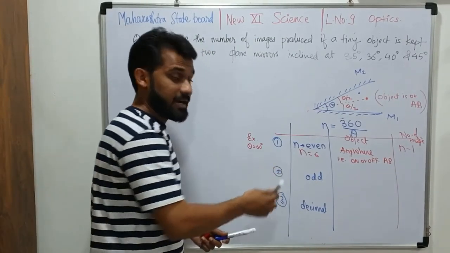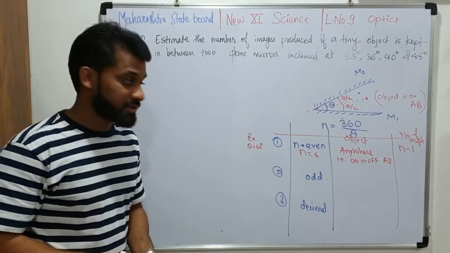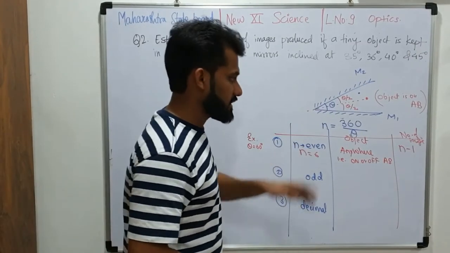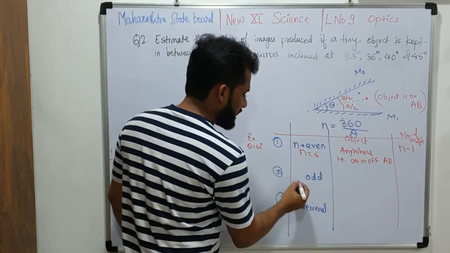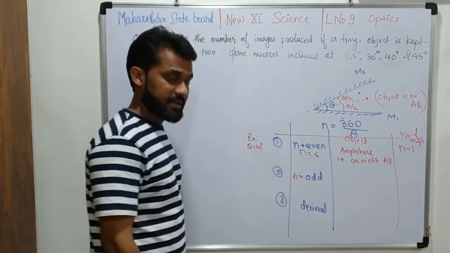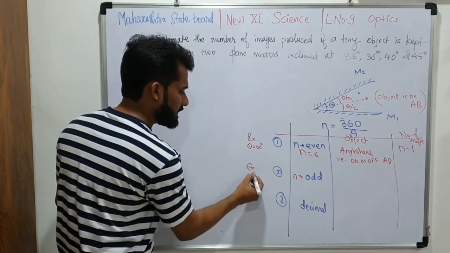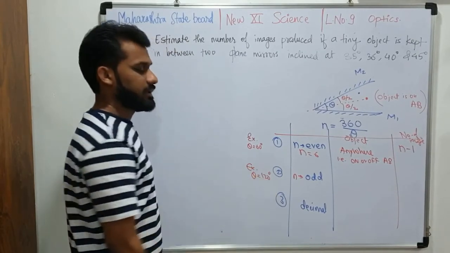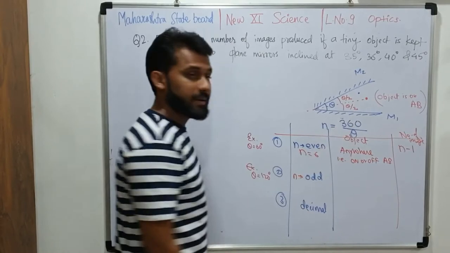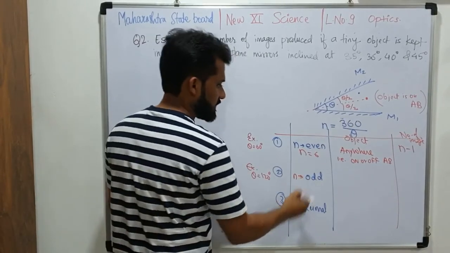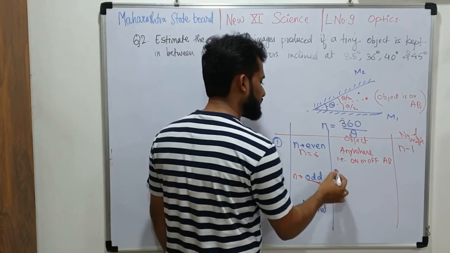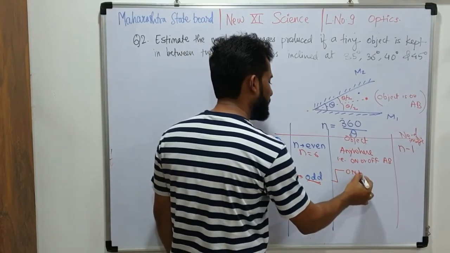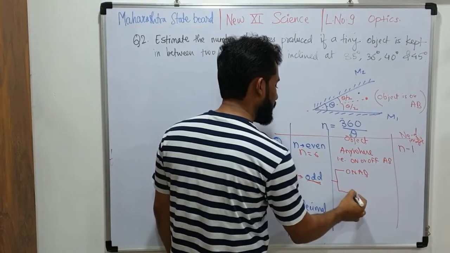Now, the theory behind this, why this happens and what the logic behind it is, is explained in the regular theory lectures. Right now, we are just looking at how to solve the question. Second, if n is odd, let us take an example. I have theta equals 120 degrees. If I divide 360 by 120, you will get 3. N equals 3, which is odd. Now, for this odd case, you have to consider two different cases: object on AB and object off AB.